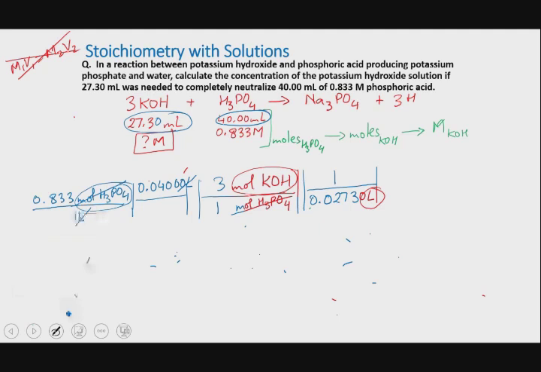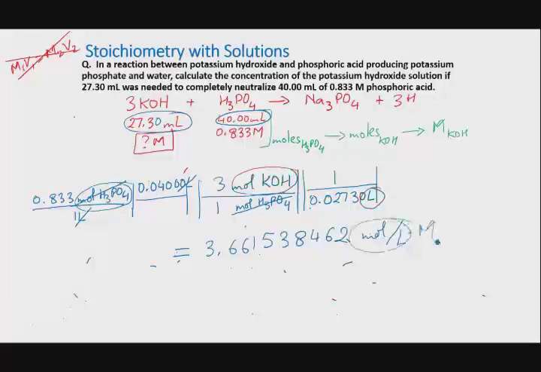So when we set it up correctly, now when you calculate this, we get 3.661538462 moles of KOH per liter of KOH. That is nothing but molar. And this needs to be rounded to 3 significant figures because of the molarity of phosphoric acid given, and this becomes 3.66 molar concentration of KOH.